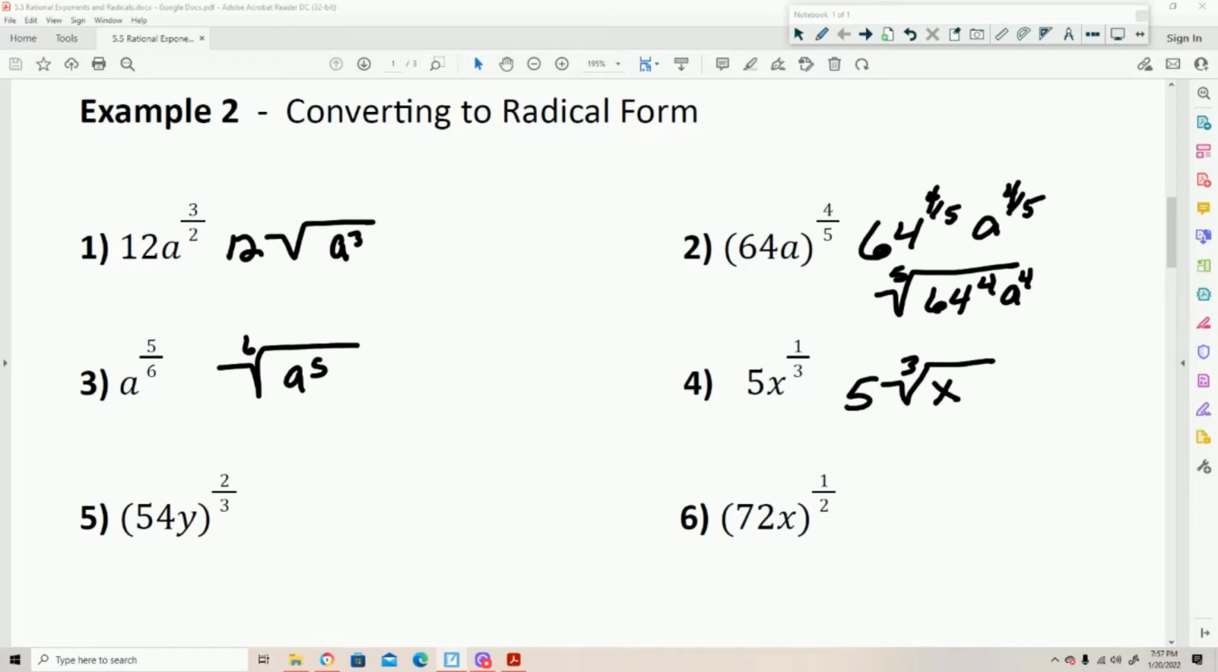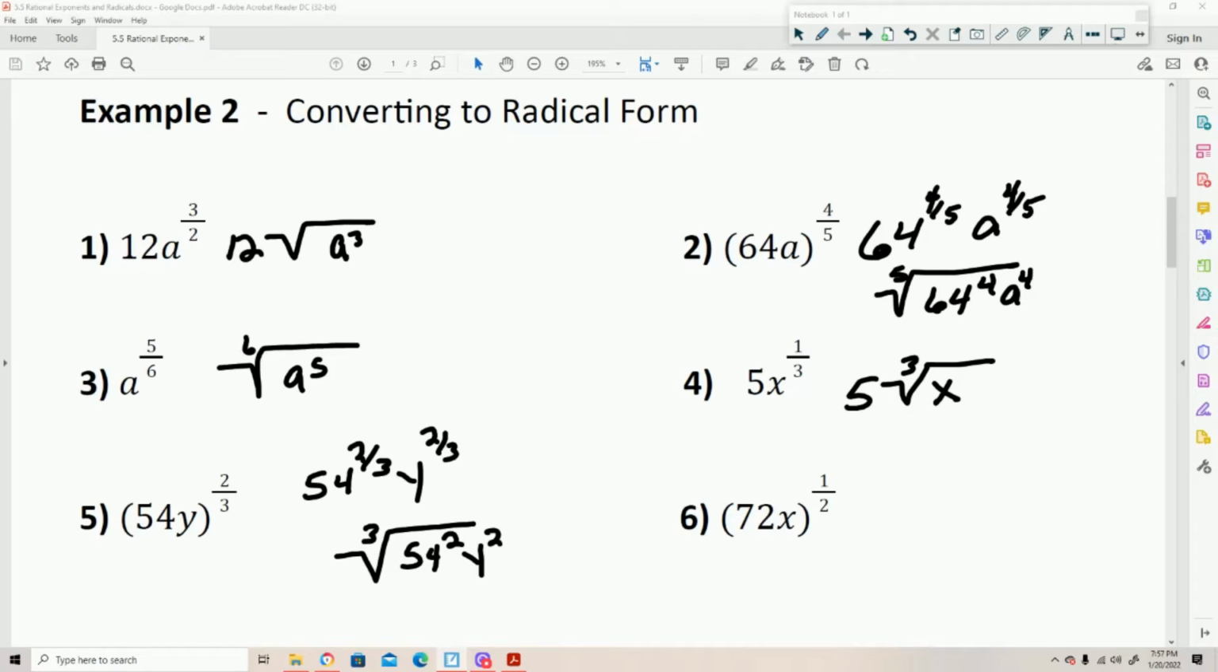In the next one, the 54 has a 2/3 on it because you are distributing this exponent to both of those. And then we have y to the 2/3. Now, the index on both of those are the same, so they can both go under the same radical sign. The 3 goes here because 3 is the index for both. Inside, I've got a 54 and a y. They both have an exponent of 2 inside, and that's number 5.